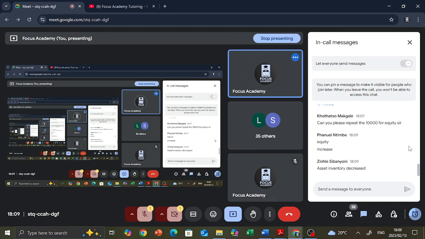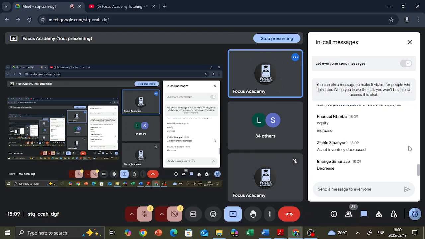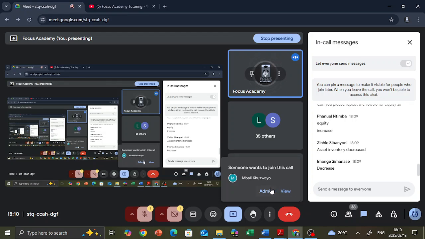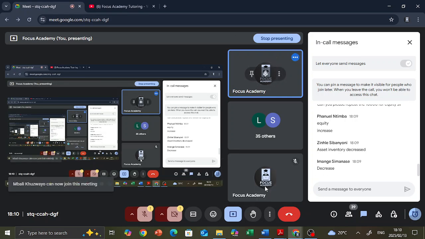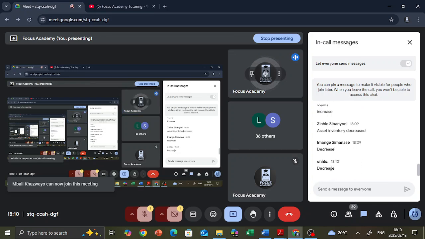Increase or decrease in equity? Okay, increase. Are you sure? Asset, inventory decreased. Zinhle is the memo. You did this question. How do you know the account title? You're cooking. So for the asset, inventory is going to decrease. And now the final verdict, guys: is equity increasing or decreasing? Decreasing. Yes, correct. Decrease.